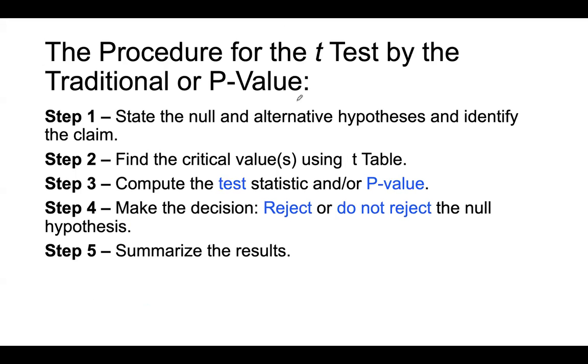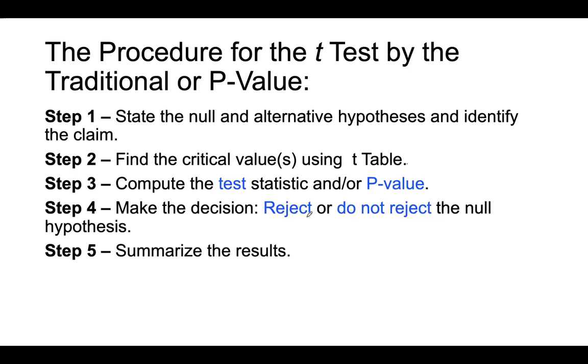So again, this is the procedure for a t-test. We can also do the traditional approach, finding the critical value, or the p-value. They're one and the same, essentially. We can state the null and alternative hypothesis and identify the claim. We can find the critical values using the t-table. We compute the test statistic and/or the p-value. We can either choose this method or the p-value approach.